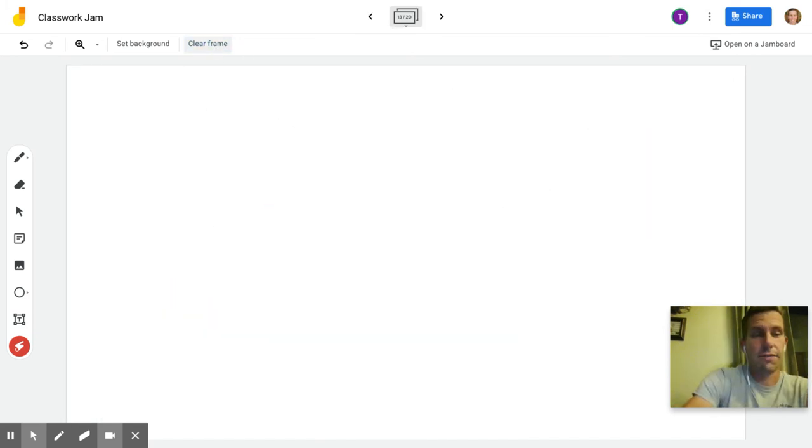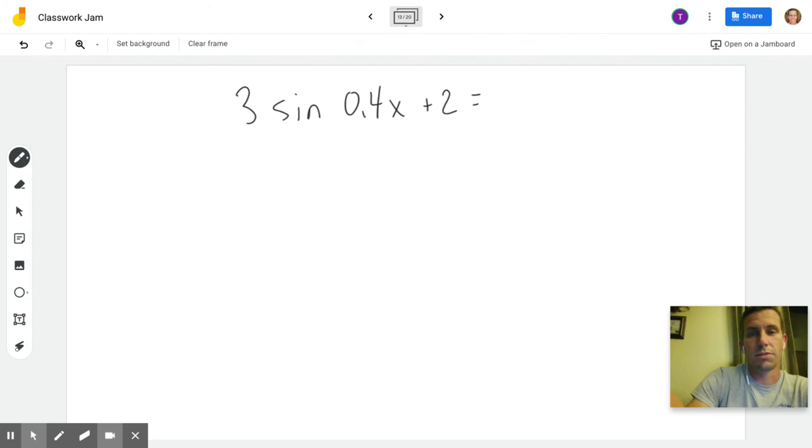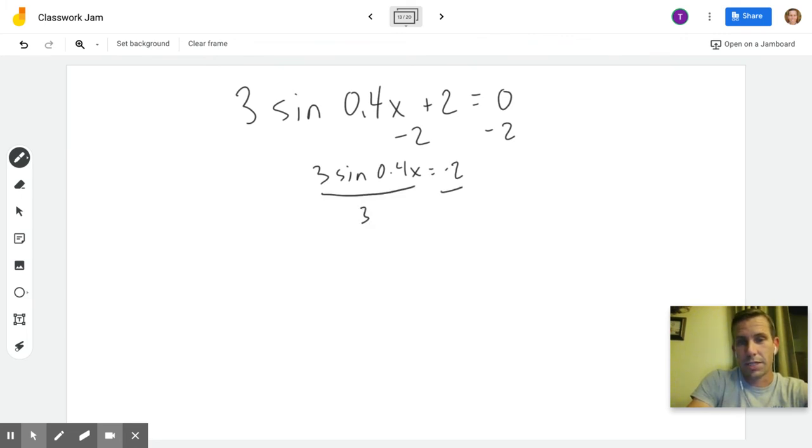Let's say we have 3 times the sine of 0.4x plus 2 equals 0. So first off, we want to get it so that we only have the sine of 0.4x on one side. So we can subtract 2, subtract 2. Now we have 3 sine of 0.4x equals negative 2. And then we can divide by 3 on both sides. And we get the sine of 0.4x equals negative 2/3.